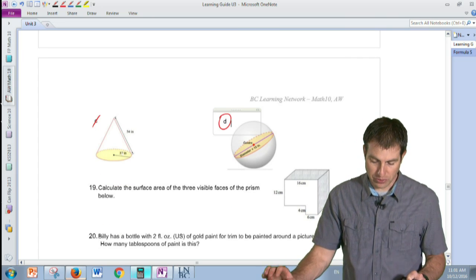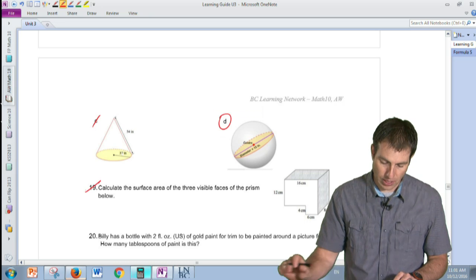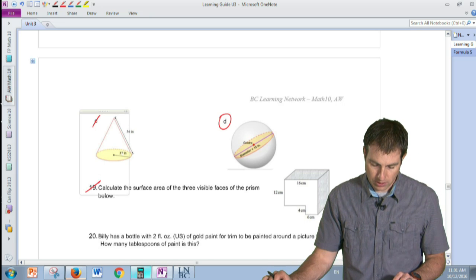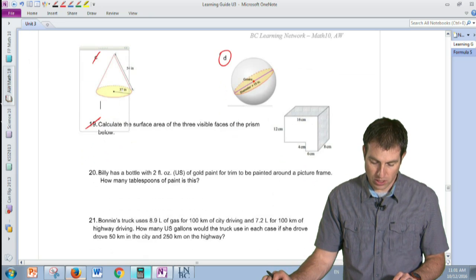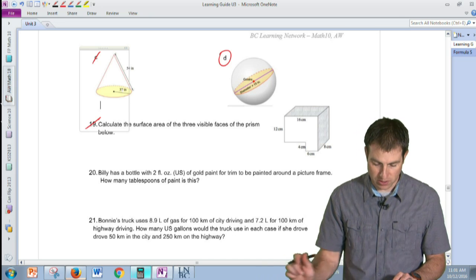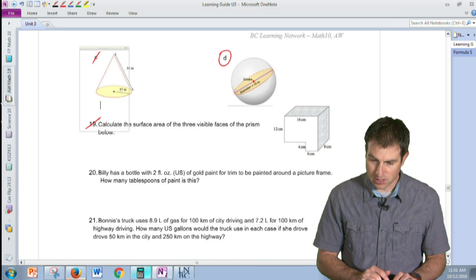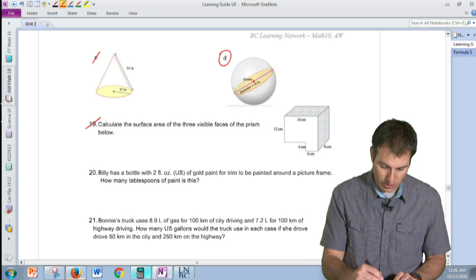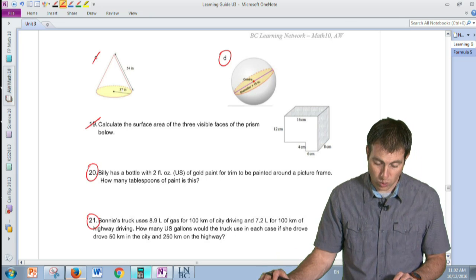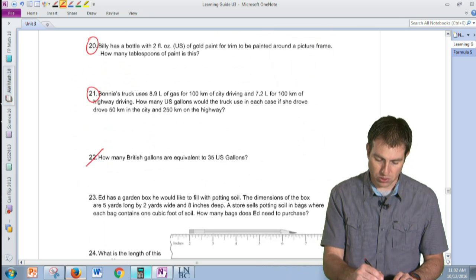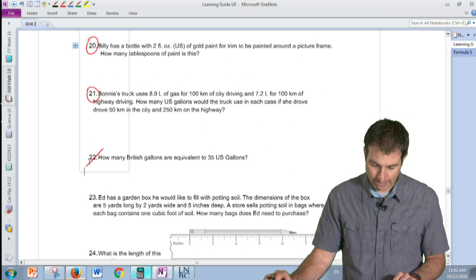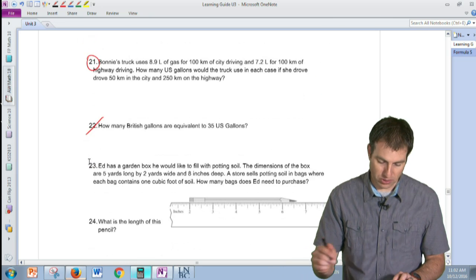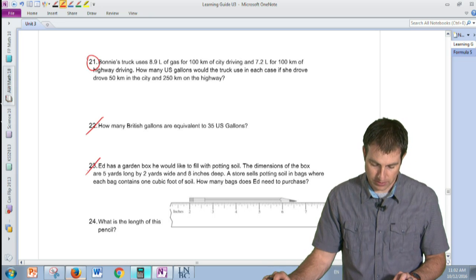Calculate the surface area, 3 visible faces. Let's not worry about that. Number 20 and 21 are kind of like what we've just done today. So there wasn't a ton of these types of questions in the examples, so I'll get you to do 20 and 21. We won't worry about 22. And 23, there's no room there, so we won't do that one either.